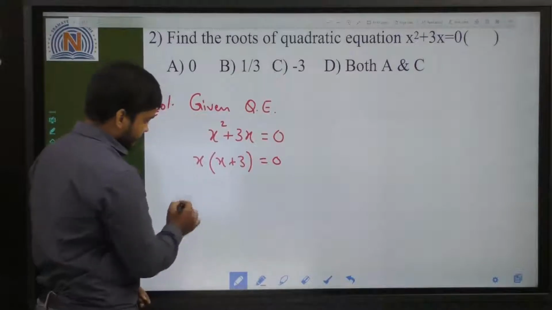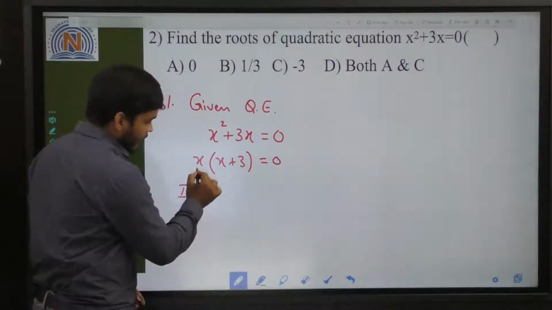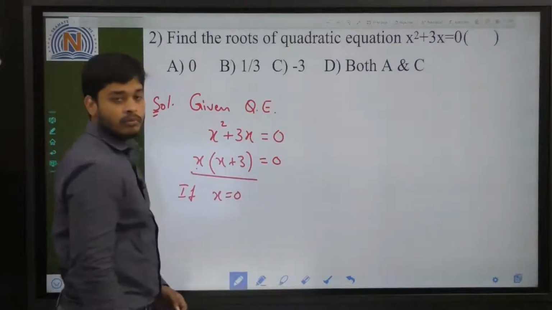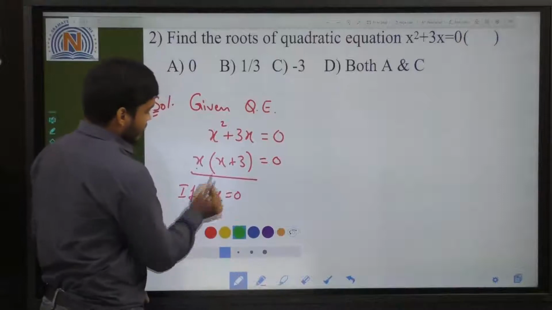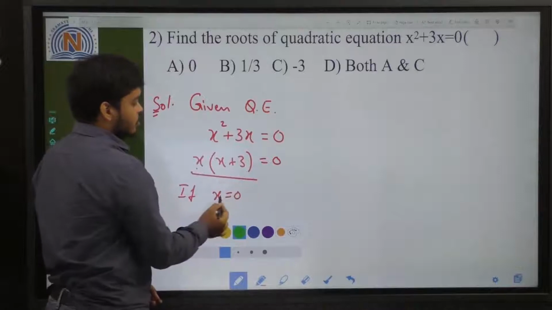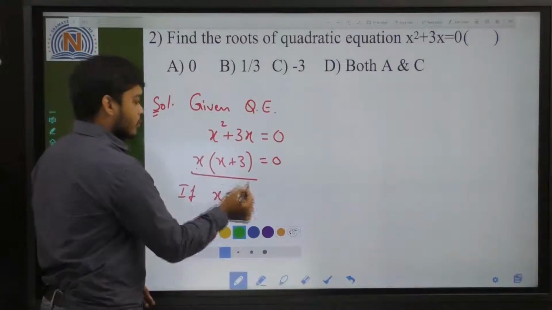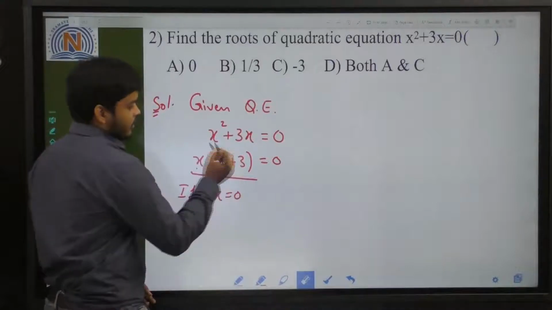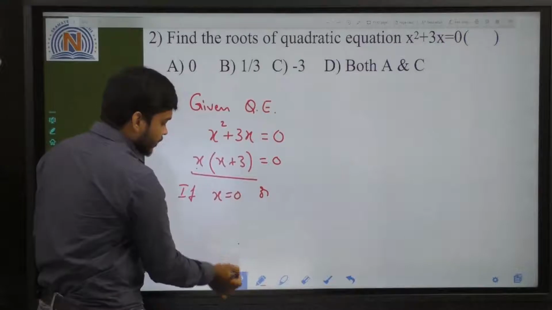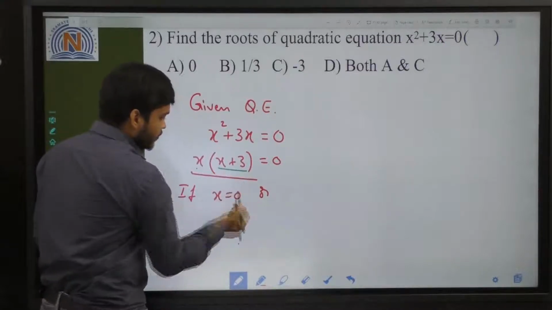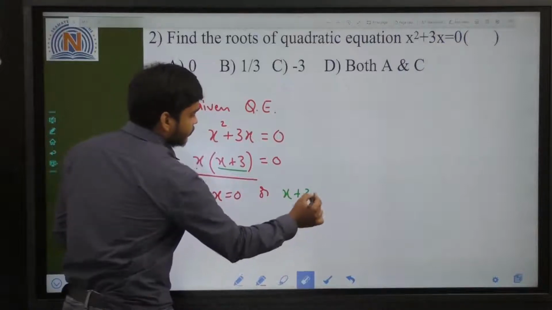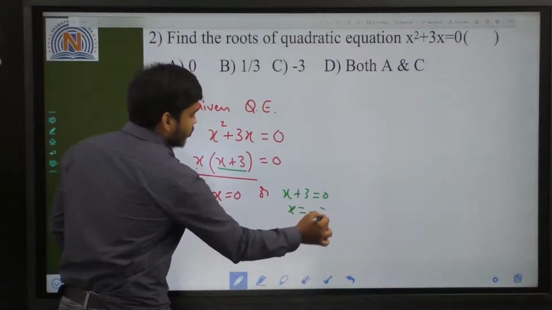If you see that if x is equals to 0, then the whole term becomes 0. If we are taking x as 0, 0 into x plus 3 is 0. 0 into anything is 0. So if x is equals to 0, it is also a root of the equation. Or if this term is also 0, then x plus 3 equals to 0, then x is equals to minus 3.